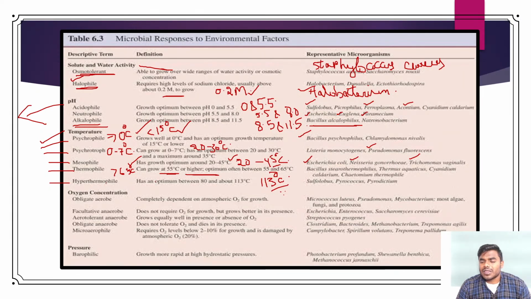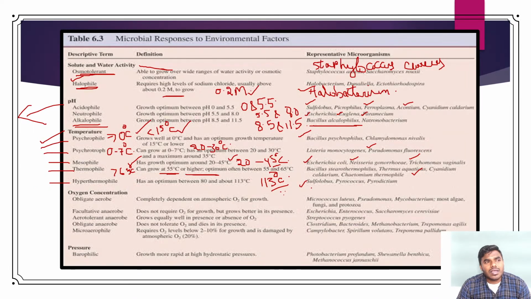And friends, thermophiles, we all people use it to study in the PCR technique. So please remember the example, Thermus aquaticus. One is enough. Remember Thermus aquaticus. And friends, for the hyperthermophile, I want you to remember one example, that is Sulfolobus. Please don't forget. Sulfolobus is the type of bacteria which can grow up to 130 degrees centigrade.